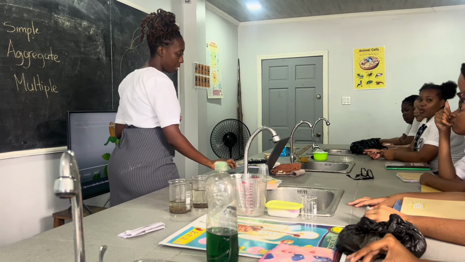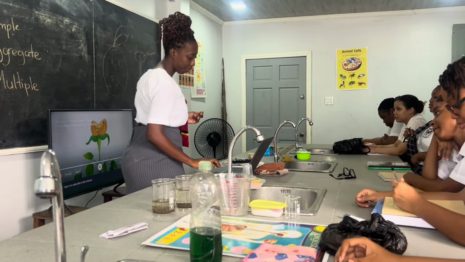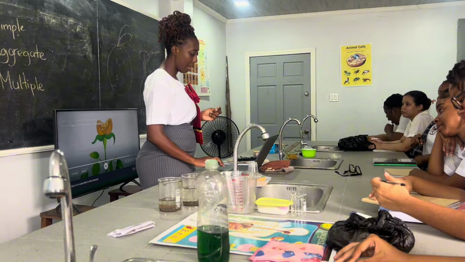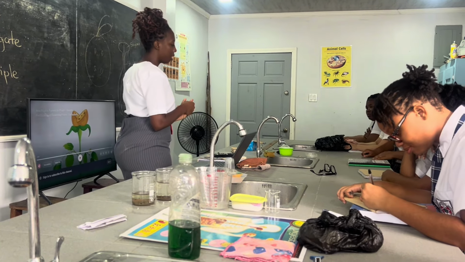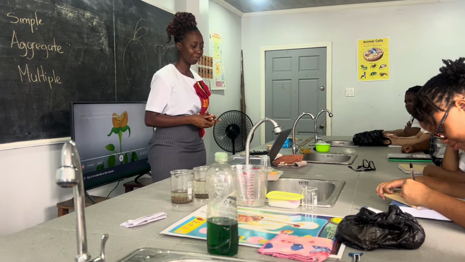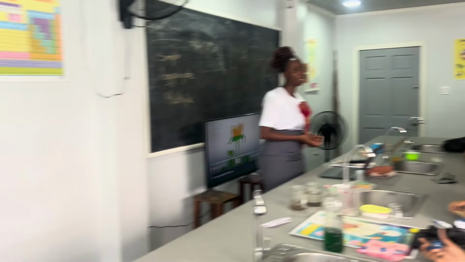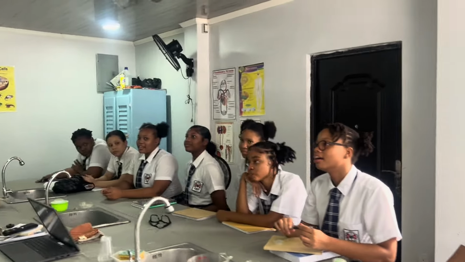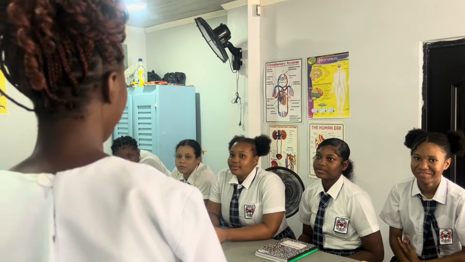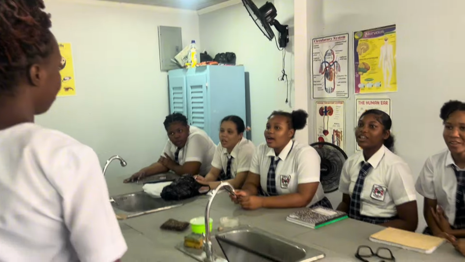So to close off our lesson, I am going to ask you to share at least one thing you learned today. One thing. You learned about the fruits. Any other person? I learned there are three different types of fruits. Okay. And the three different types of fruits are? Simple, aggregate, and multiple. Good.